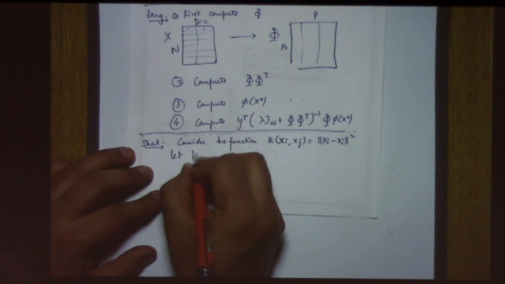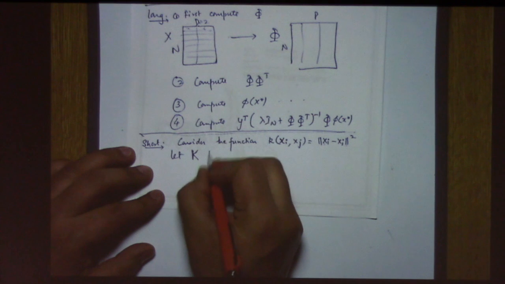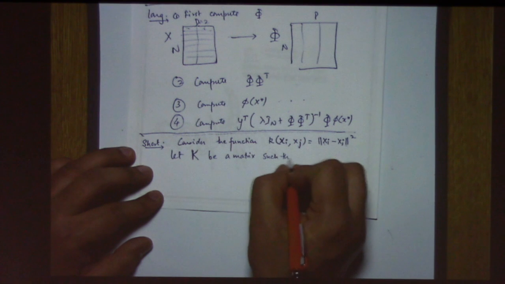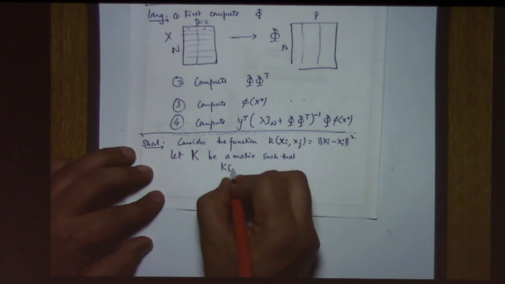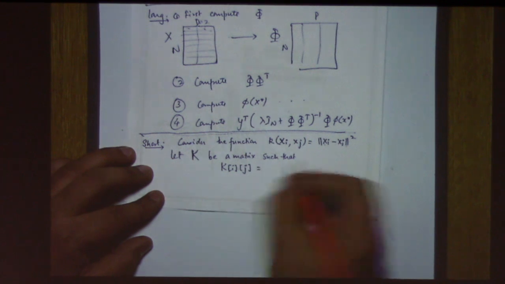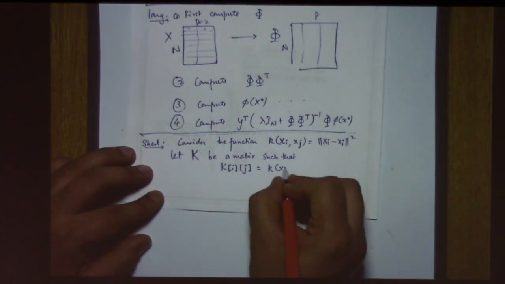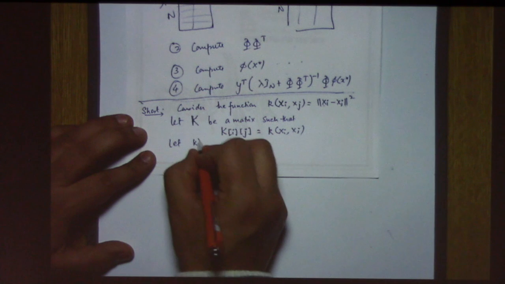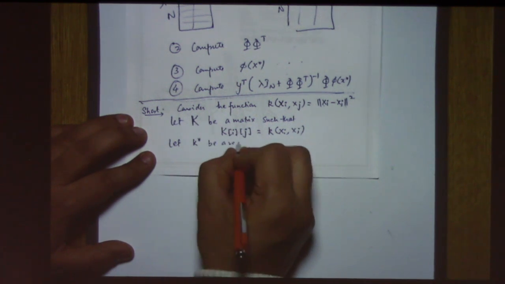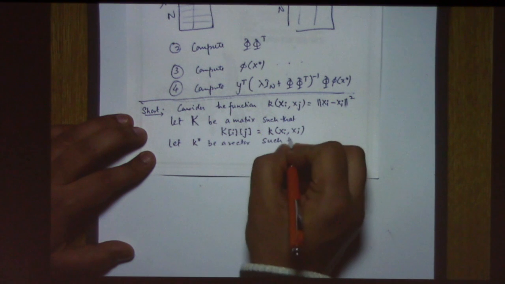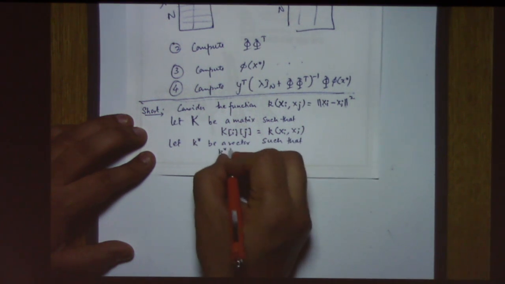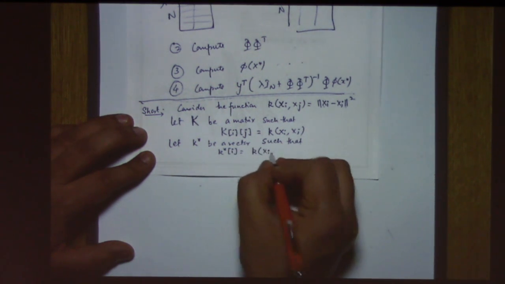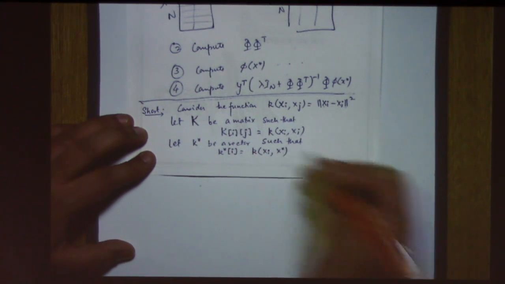And let K be a matrix such that the ijth entry of this matrix is equal to this function, k of xi comma xj. And then we say let k star be a vector such that k star of i is this function k applied to xi and x star. This is your new data object, right?